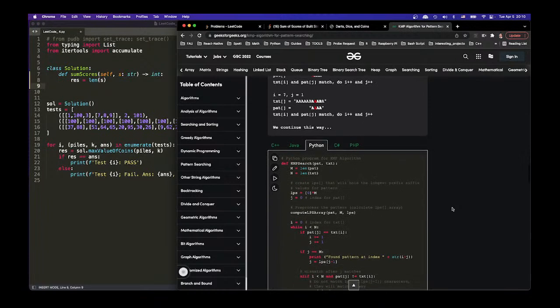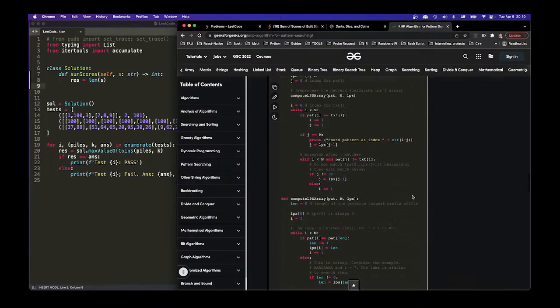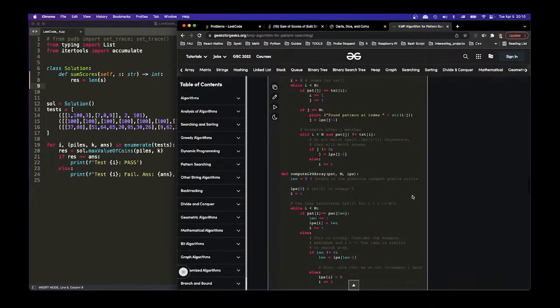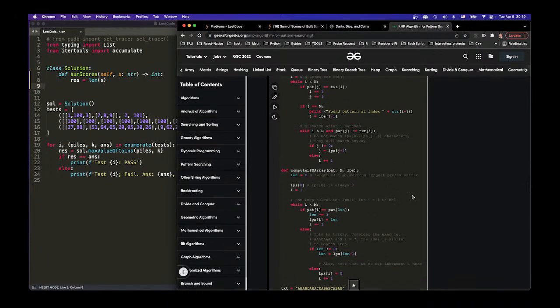I think I'll just read the code. How do we compute the LPS? We keep the length of the previous longest prefix suffix. That's always 0 at first. Then i equals 1, so we look.